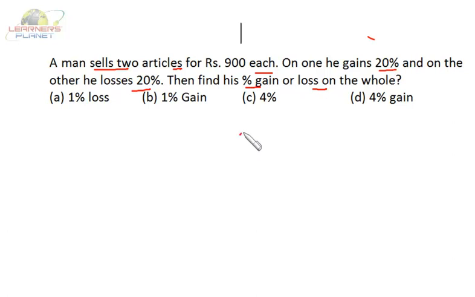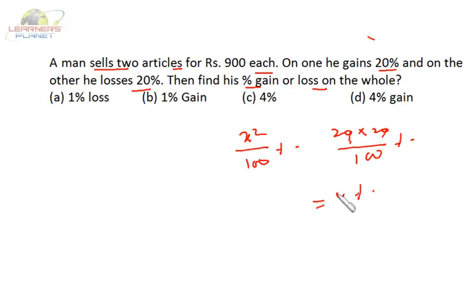And what will that loss be? It's X square by 100%, that is 20 into 20 by 100%. So friends, the overall loss will be 4%.